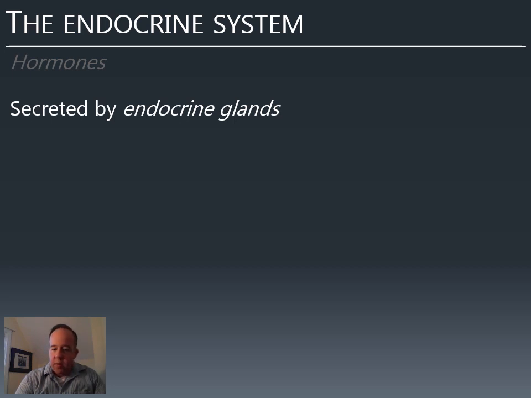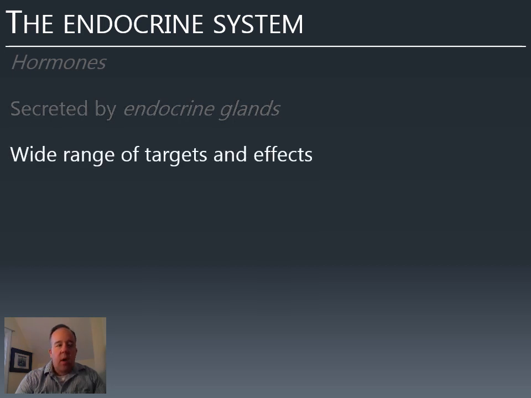Endo, we've seen that prefix before, means inside or within. And this is in contrast to exocrine glands, which secrete things like sweat or the oil on your skin, because those are secreted out of the body. Endocrine glands secrete things within the body. And as I just said, there are a wide range of things that hormones do.